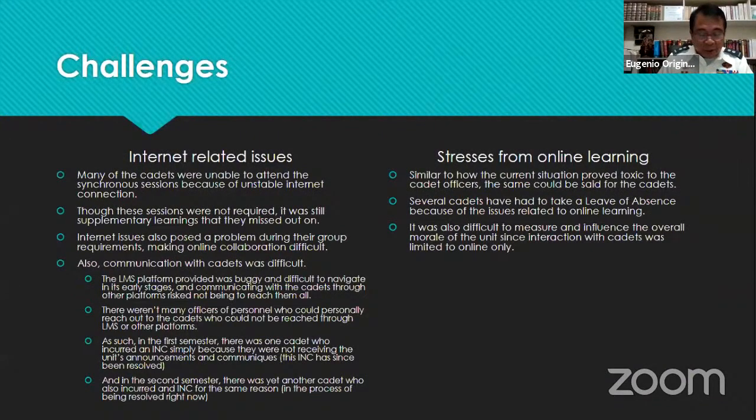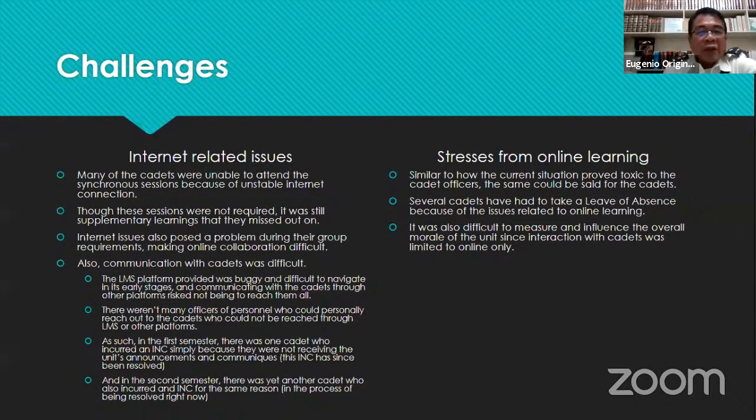Many of the cadets were unable to attend the synchronous sessions because of unstable internet connection. Though these sessions were not required, as we said, and were done during SIM break, it was still supplementary learning that they missed out on. Internet issues also posed a problem during their group requirements, making online collaboration difficult. Also, communication with cadets was difficult to navigate in its early stages, and communicating with the cadets through other platforms risked not being able to reach them at all.